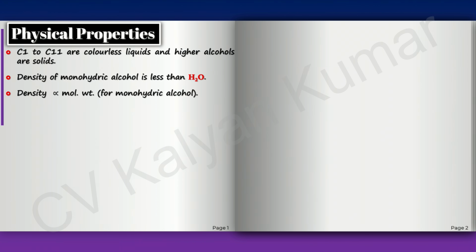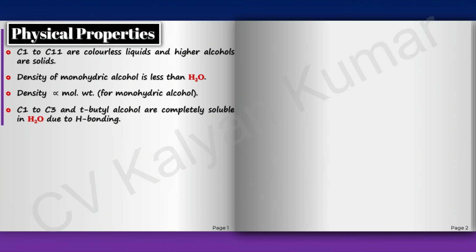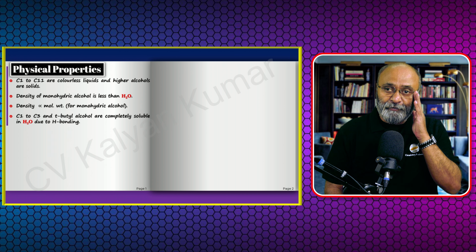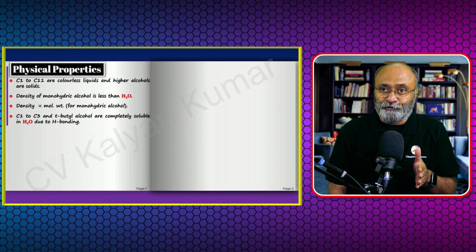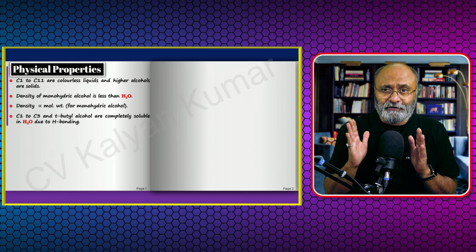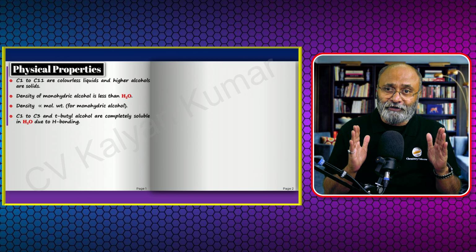Now, C1 to C3 and tertiary butyl alcohol are soluble in water due to H bonding. Here you have to understand that C1, that means methanol, ethanol and propanol, and tertiary butanol are soluble in water. Others are not. So let's understand why. As mentioned, it is due to hydrogen bonding. But then one might wonder why not hydrogen bonding in the others, as they all have OH. Well, in an alcohol, the OH part is polar, whereas the hydrocarbon part is the non-polar part.